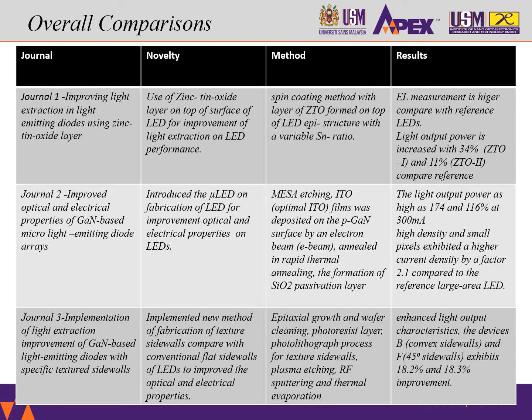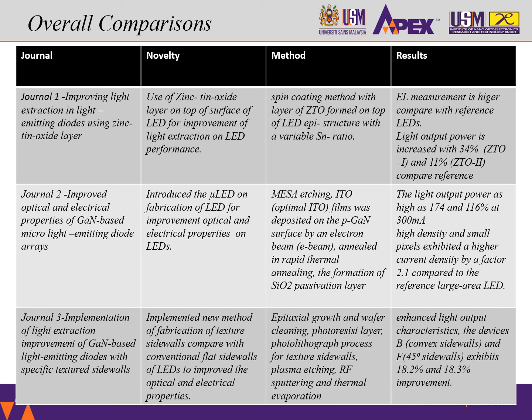The next slide is a comparison of all three journals in terms of novelty, method, and also result. Let's go for Journal 1. In terms of novelty, we introduce a new material to be used for the LED to improve the lighting efficiency and LED performance. The method is spin coating on the layer of TiO2 on top of the LED. Based on the result, we can improve the light output around 34% for the GTO and also 11% for the TiO2 compared to the reference LED.